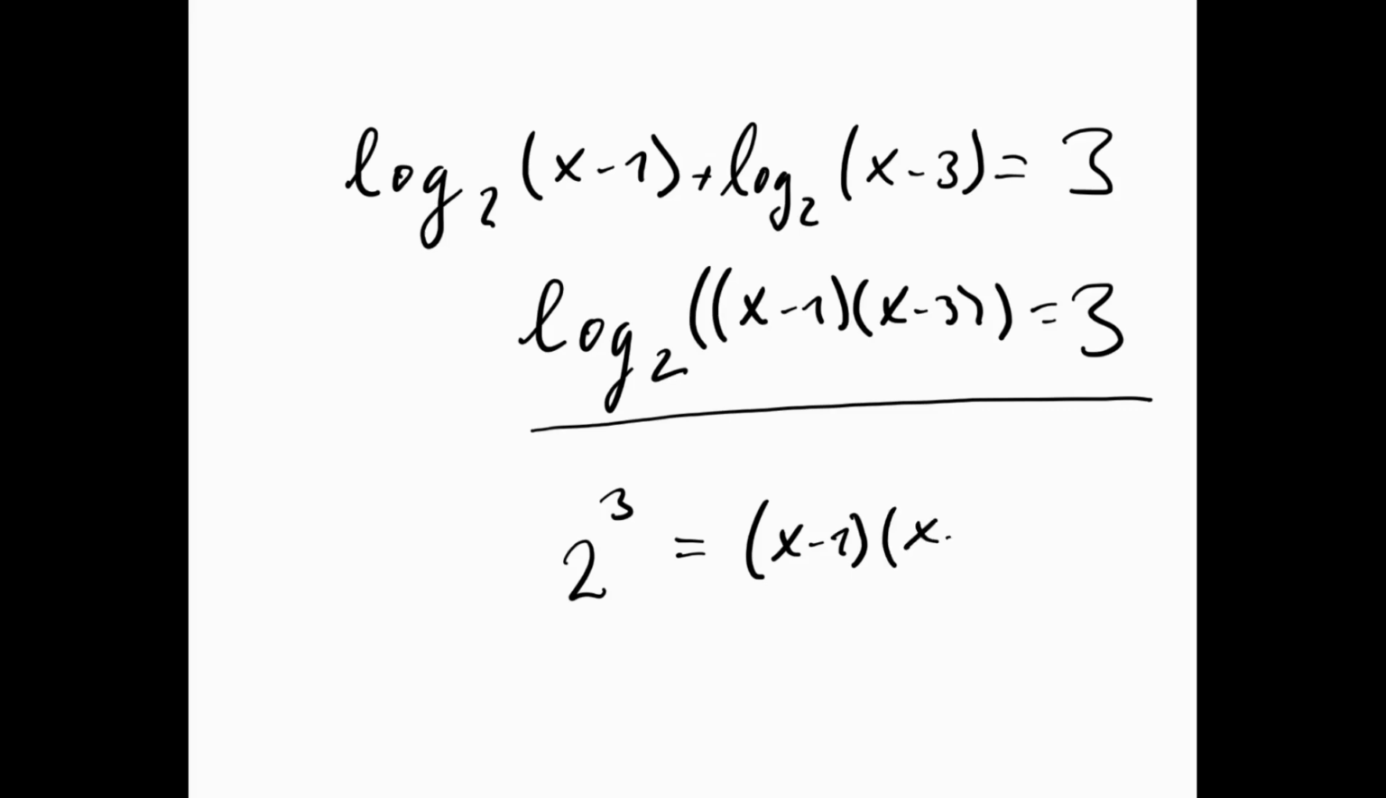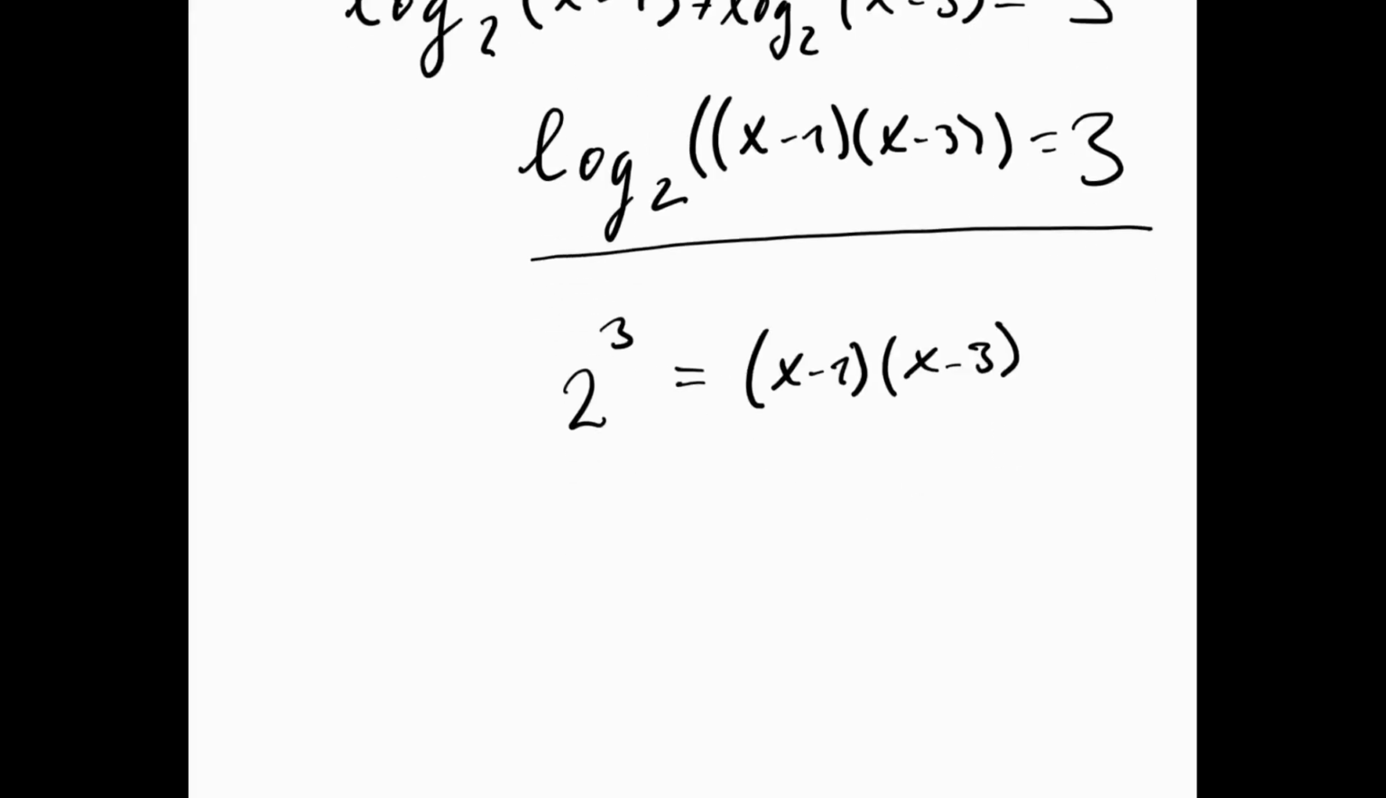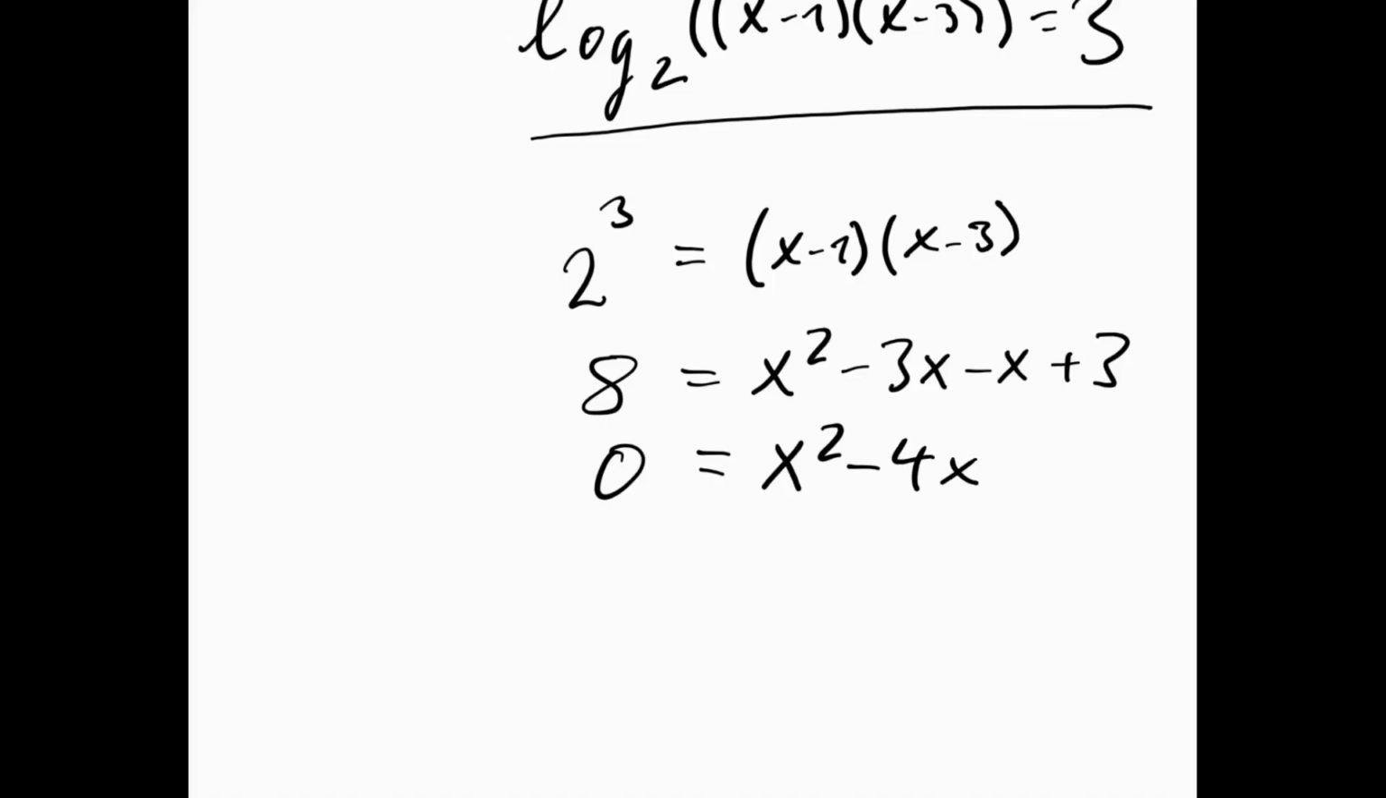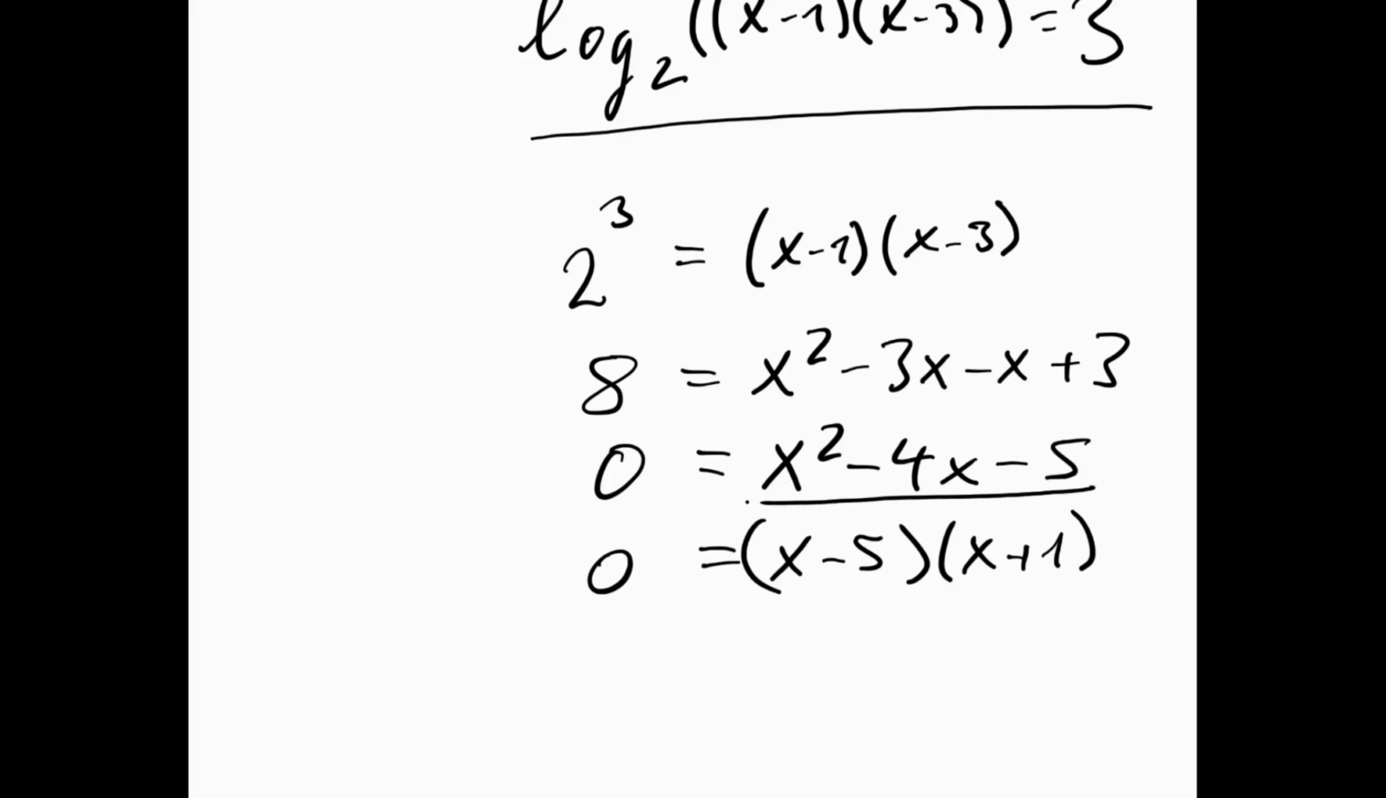Another sort of identity within logarithms. And this gives us a quadratic equation. This is 8, and on the other side we can multiply it out. Now we can have 0 equals x squared minus 4x minus 5. And we can factor it into parentheses to get directly the results for this equation. So we can say x minus 5 times x plus 1. Because if we multiply it back out, we will see it actually equals this.